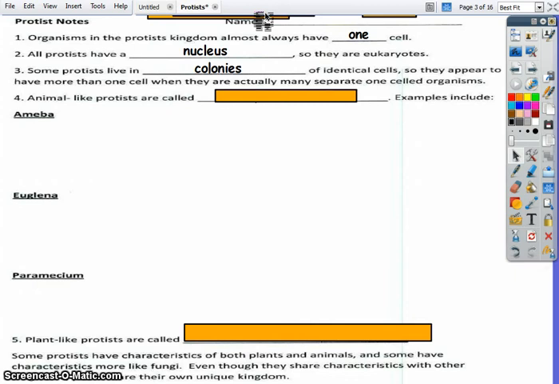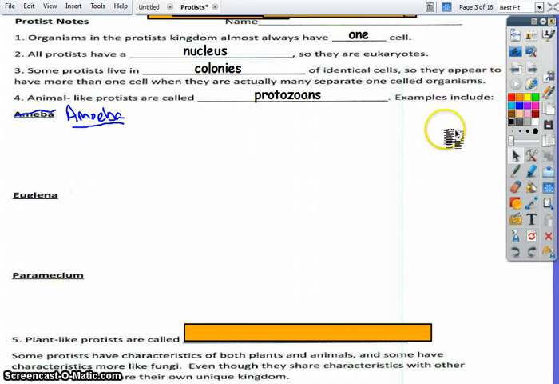So there's different kinds of protists. They're either classified as animal-like protists or plant-like protists. If they're animal-like protists, they're going to be called protozoans. And some examples include the amoeba, the euglena, and the paramecium. Amoeba is actually spelled wrong, so if you want to change that, that'd be awesome. So as you go through the next few slides, I want you to just kind of sketch out what each animal looks like and label the parts that I'm going to highlight for you.